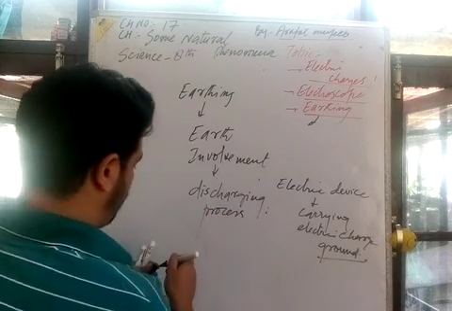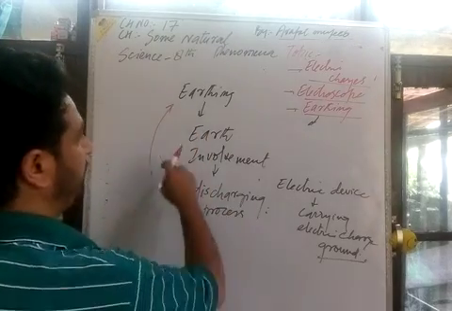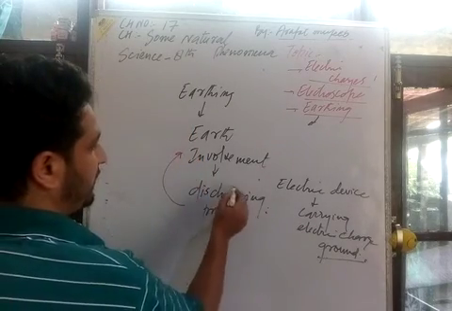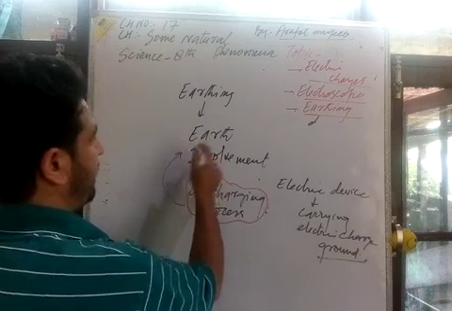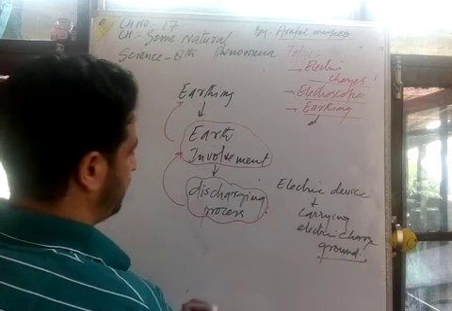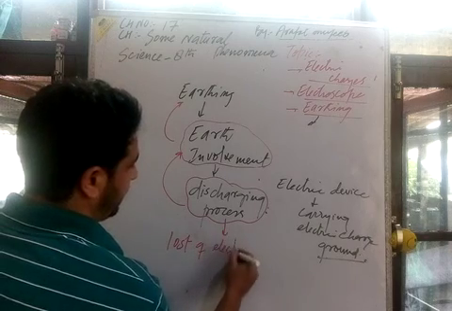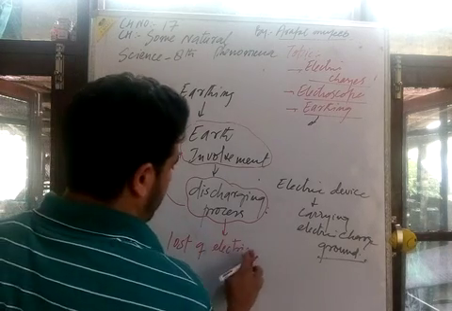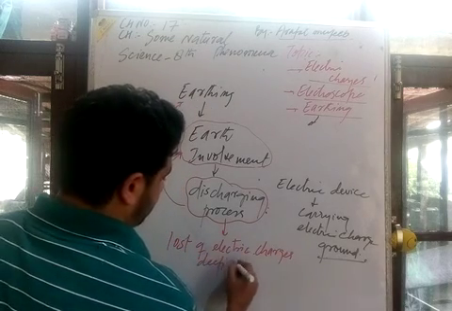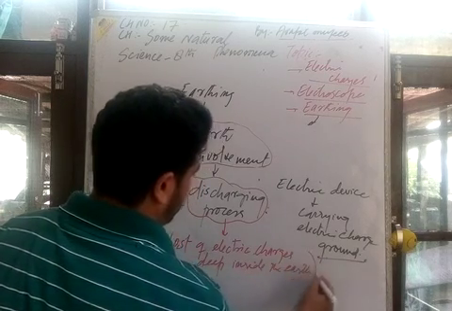What happens in discharging? Loss of charge. What happens in earthing? When there is a discharging process by means of earth involvement, that process is known as earthing. In discharging there is a loss of electric charge, whether positive or negative, deep inside the earth, as the earth is electrically neutral.